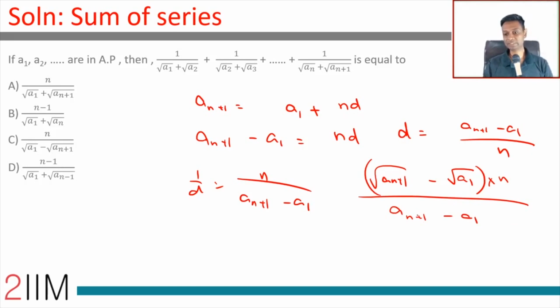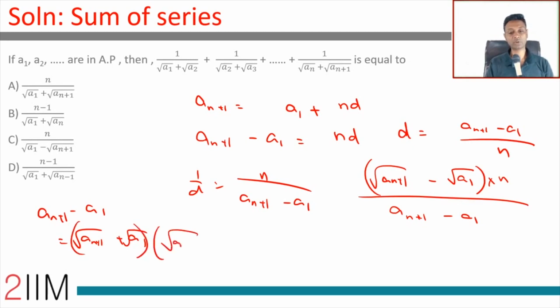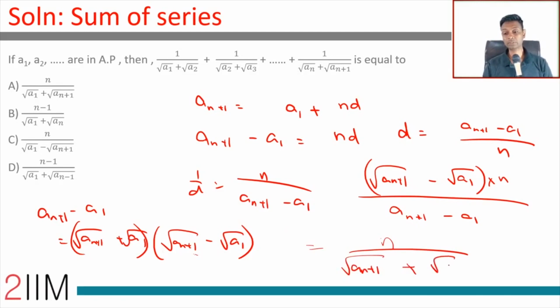This by this, again An plus 1 minus A1 can be written as square root of An plus 1 plus square root of A1 into square root of An plus 1 minus square root of A1. So this part will get cancelled with this one, or we'll get n by square root of An plus 1 plus square root of A1. Just this answer. Choice A.